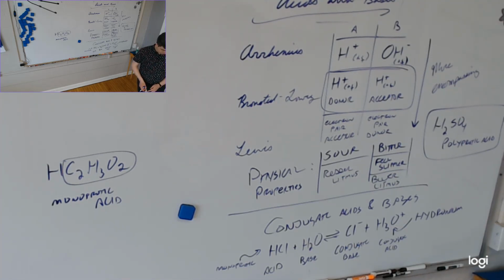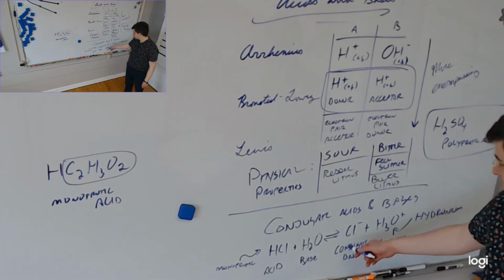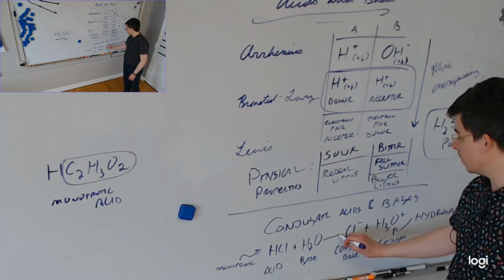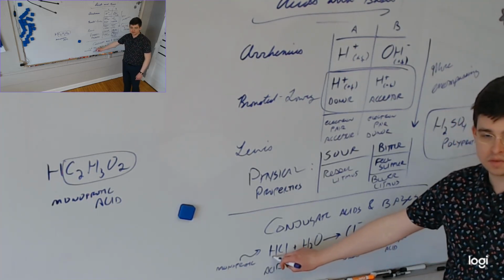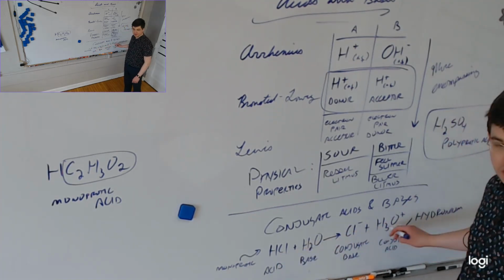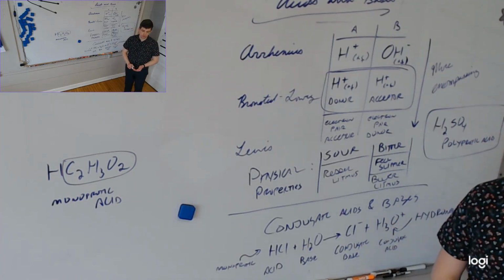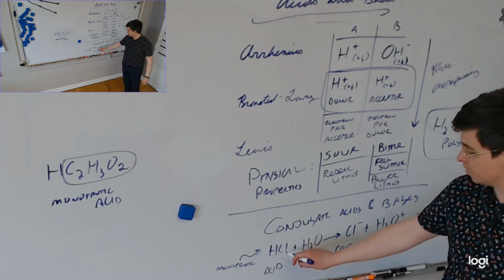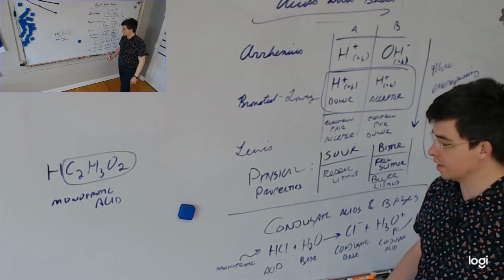Your book then makes a distinction between strong acids and bases and weak acids and bases. The difference is that strong acids and bases fully ionize. They become this. We usually write this just as an arrow. 100% of this becomes these two things. That's a strong acid. The whole thing ionizes. In a weak acid or base, it only partially ionizes. Only some of these become the conjugate acid and base.